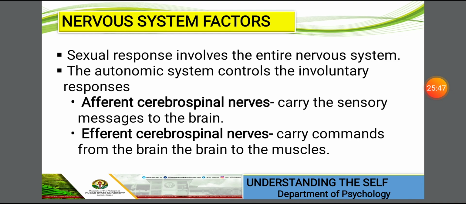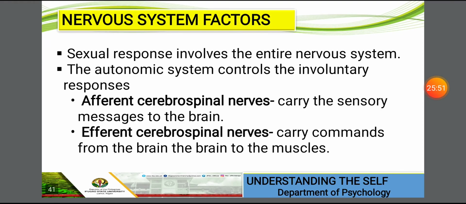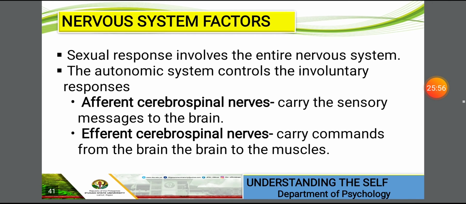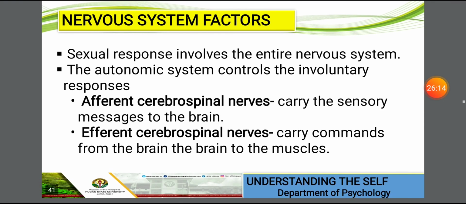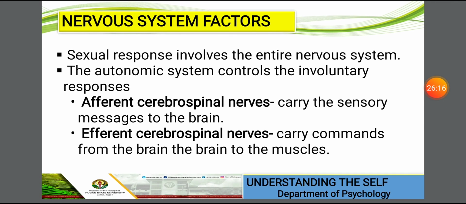Next, the efferent cerebrospinal nerve. This carry commands from the brain to the muscles. Ayan. So, if we are touched, then we feel it, we sense it. Through the afferent cerebrospinal nerve, nakikarry yung sense na iyon to our brain. Then, back to the efferent cerebrospinal nerve, nakikarry naman papunta sa ating muscles. Pwedeng mag-move yung muscles, mag-arouse, or pwedeng mag-contract. Yan.